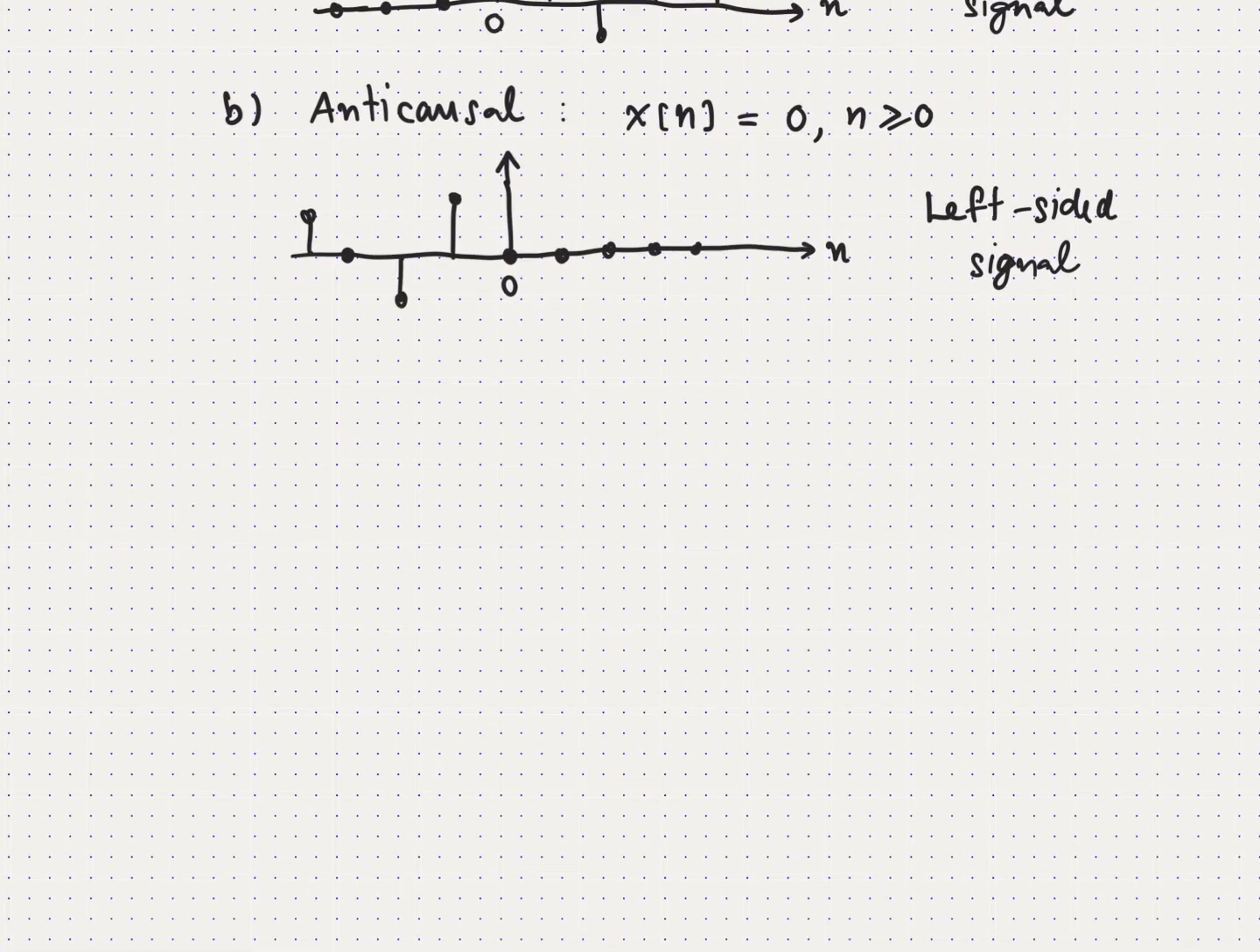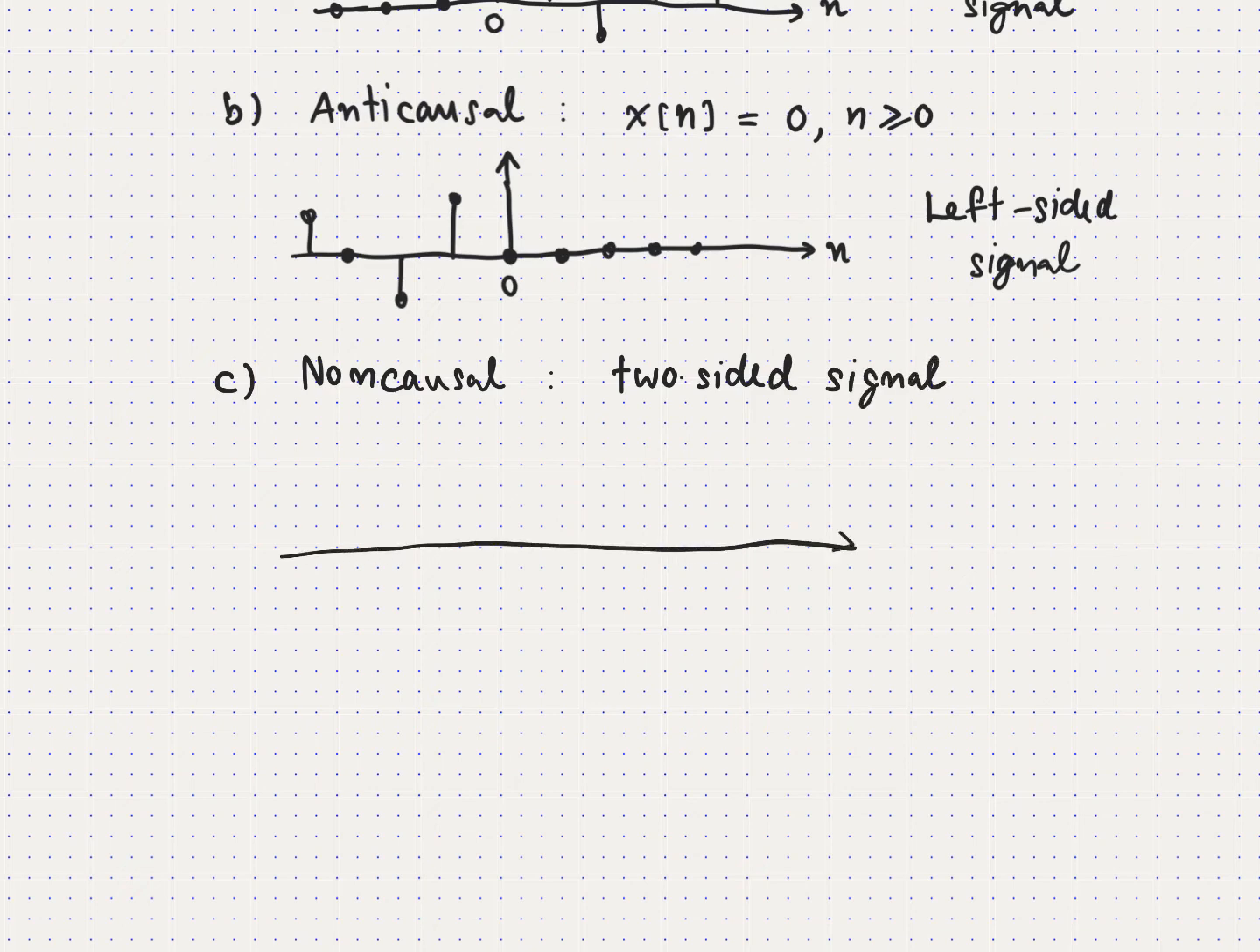The last kind of signal we call non-causal. Sometimes the non-causal signal is referred to as a two-sided signal, a signal that exists on both sides, the positive side and the negative side. So you might have something like this. It doesn't have to be symmetric.